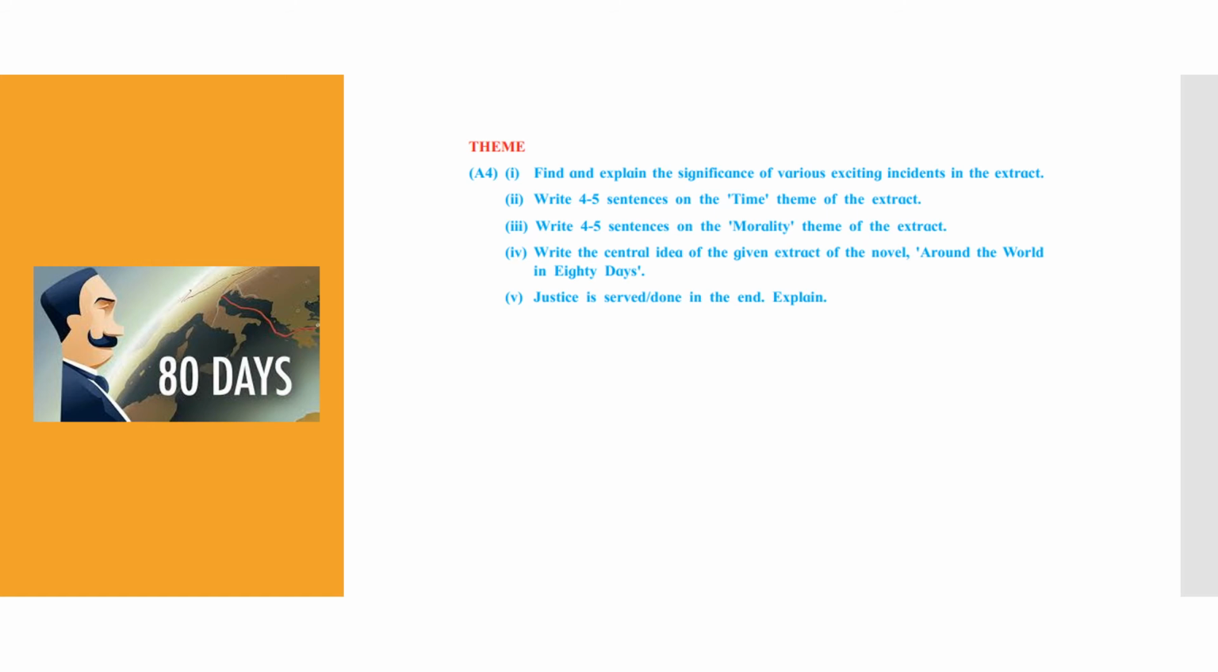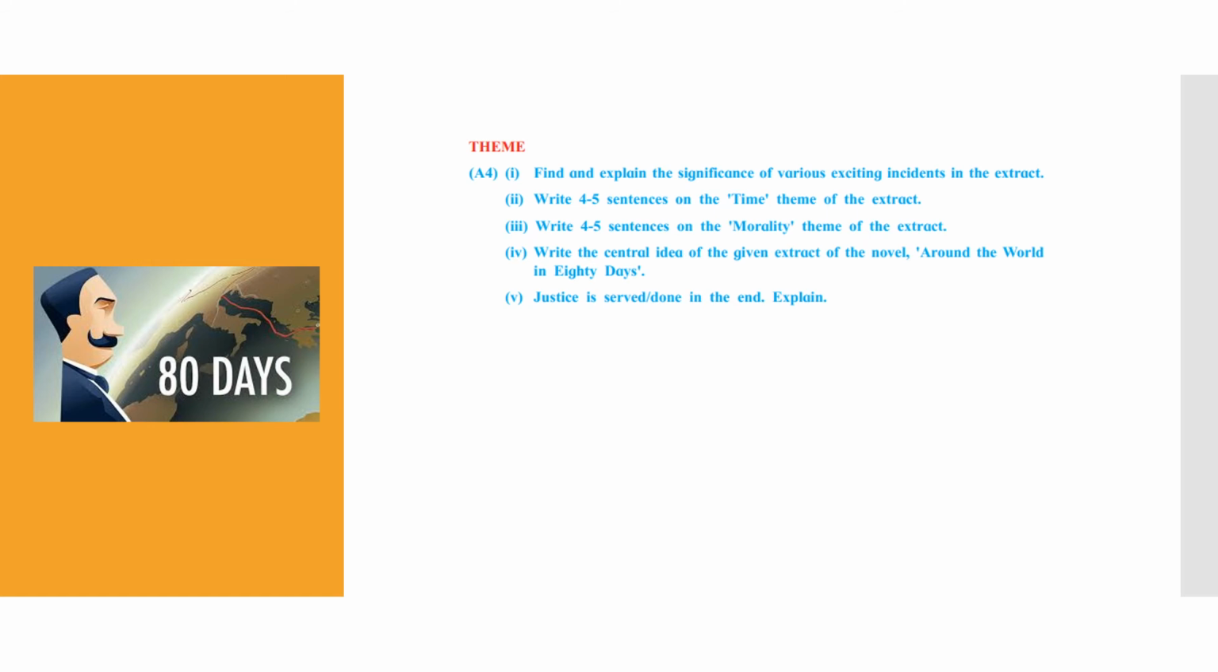Incident 2, Fogg is ready to embark on his journey with his valet Passepartout. Incident 3, Detective Fix follows Fogg all over as he believes that Fogg is the bank robber who has robbed a great sum of money from the Bank of England. Incident 4, Fix puts obstacles in Fogg's path so that he can arrest him whenever he gets a warrant from England.